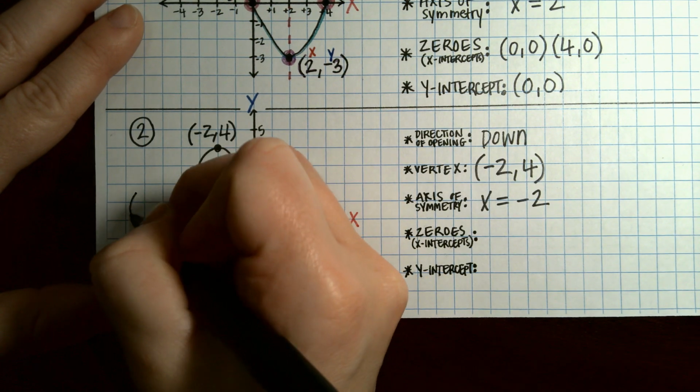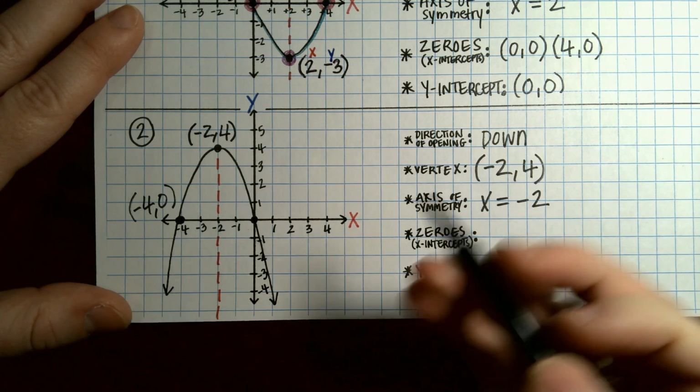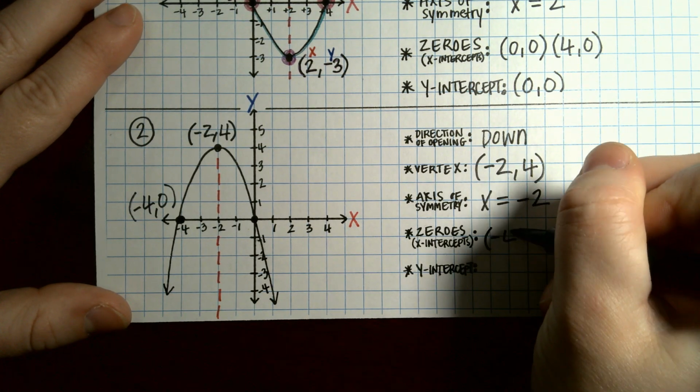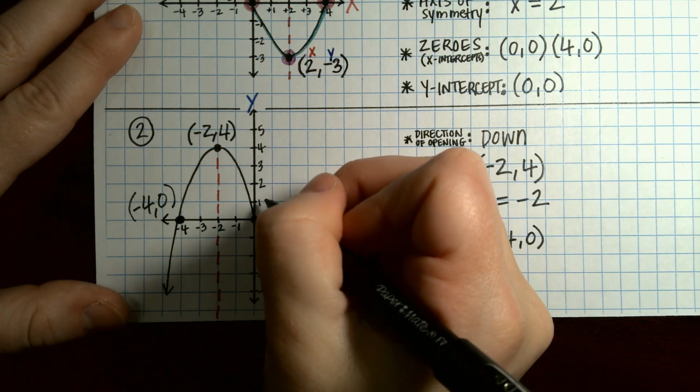How about my zeros? -4, 0, and 0, 0. Good. -4, 0, that's this one. And then this one also crosses at 0, 0.